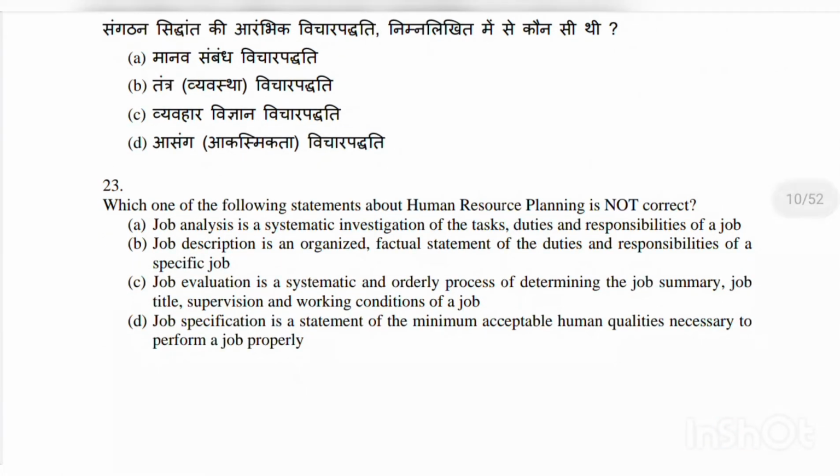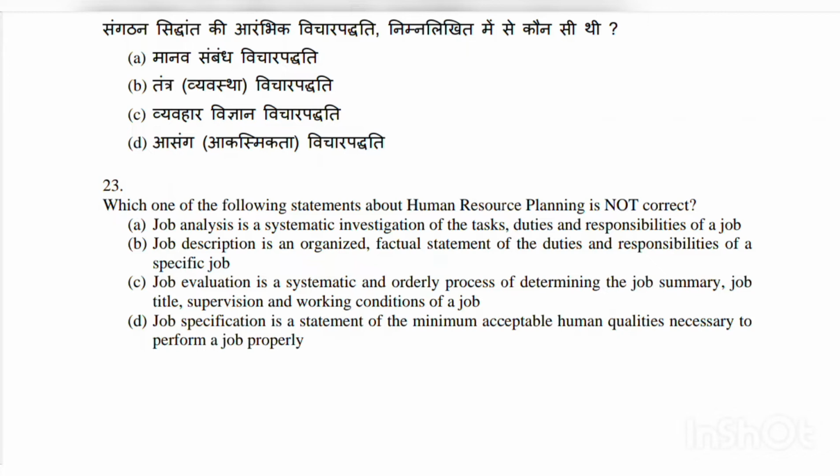Which one of the following statements about human resource planning is not correct? That is C. Job evaluation is a systematic and orderly process of determining the job summary, job title, supervision, and working condition of a job. This is not a correct statement about human resource planning.